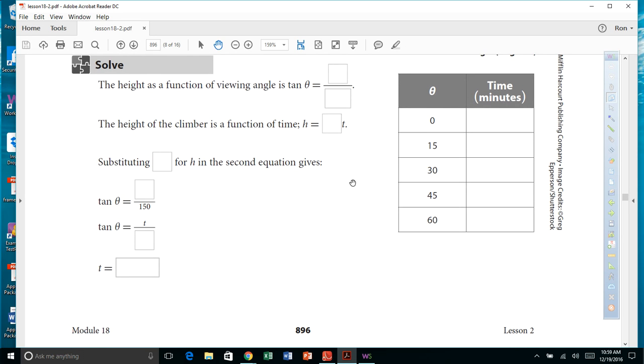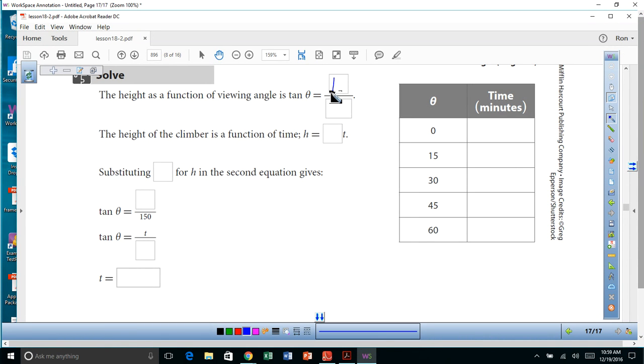The height as a function of viewing angle is tangent theta equals the height over 150 feet. The height of the climber is a function of time. H equals 5 feet a minute times t, something like that.